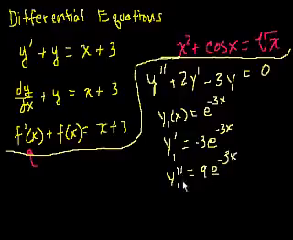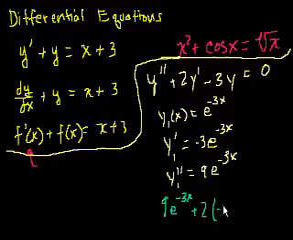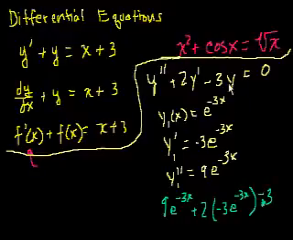Now let's verify that if we substitute y1 and its derivatives back into this differential equation, it holds true. So y prime prime, that's this. So we get 9 e to the minus 3x, plus 2 times y prime. Well, this is y prime, so 2 times minus 3 e to the minus 3x, plus minus 3 times y. Well, y is this, so minus 3 times e to the minus 3x.